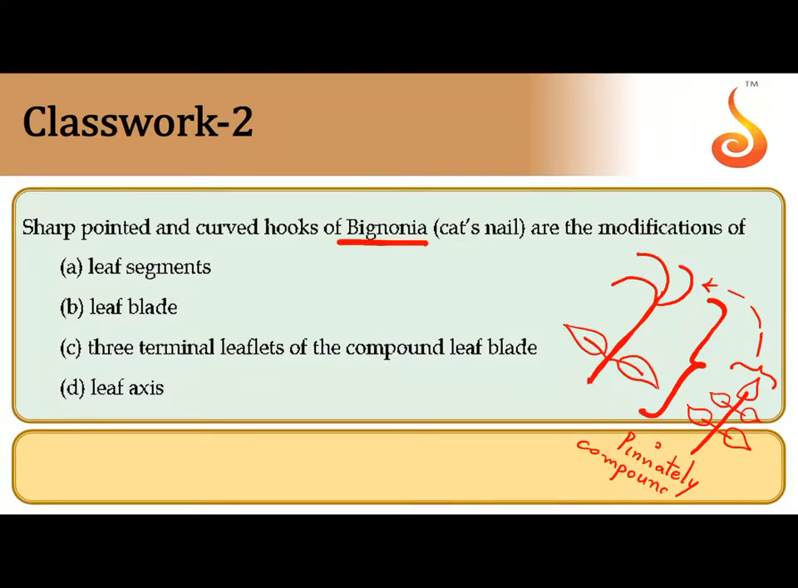So in this plant which is called bignonia, we call the plant cat's nail because these three terminal leaflets have modified themselves into these hook-like structures which hold on to a support. This is seen in the case of bignonia. So it is the terminal leaflets of a compound leaf blade which are modified into a hook-like structure.